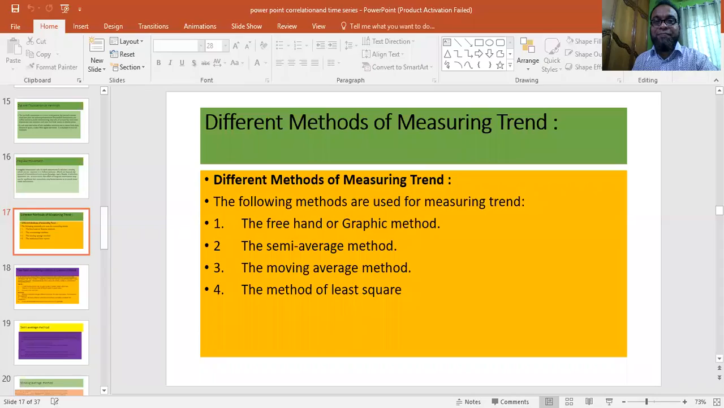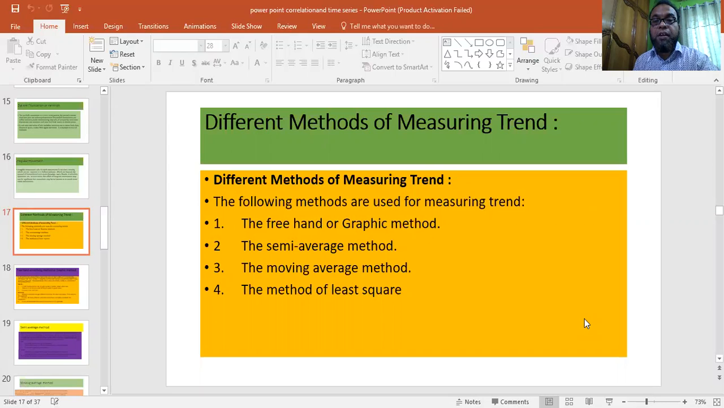Okay, so let me give a few seconds to share my slides. Okay, so today we'll discuss the different methods of measuring trend. There are 4 methods. If anybody asks you, or if in an MCQ it is given how many methods of measuring trend, then you will answer 4 methods.